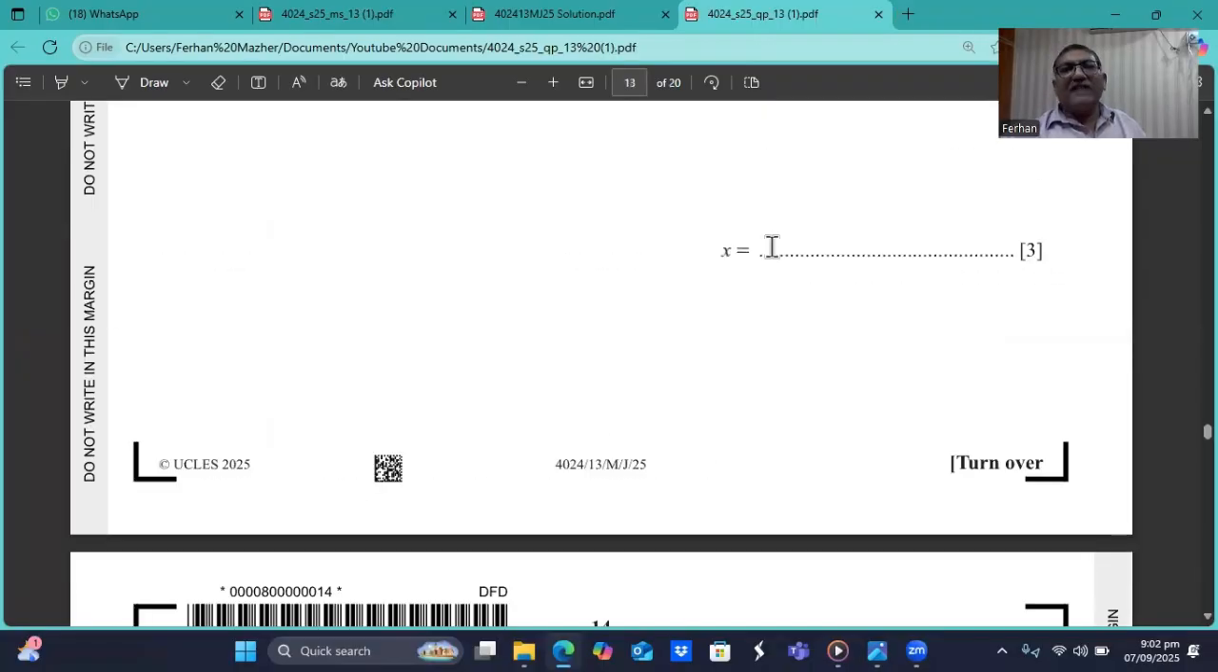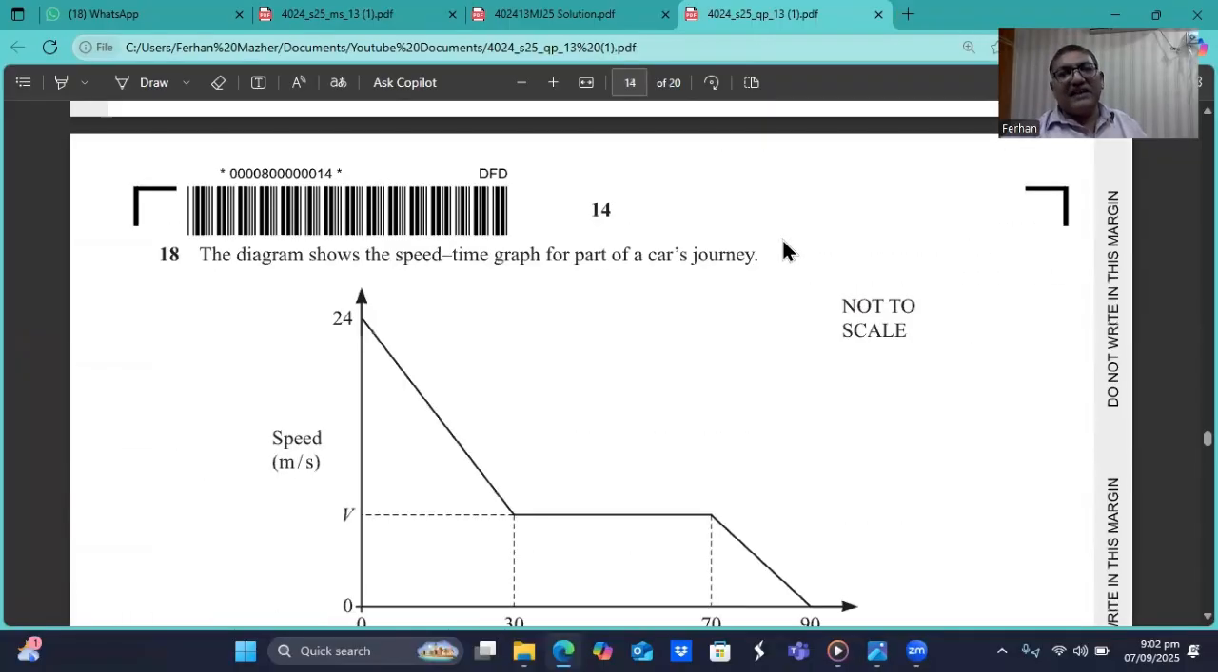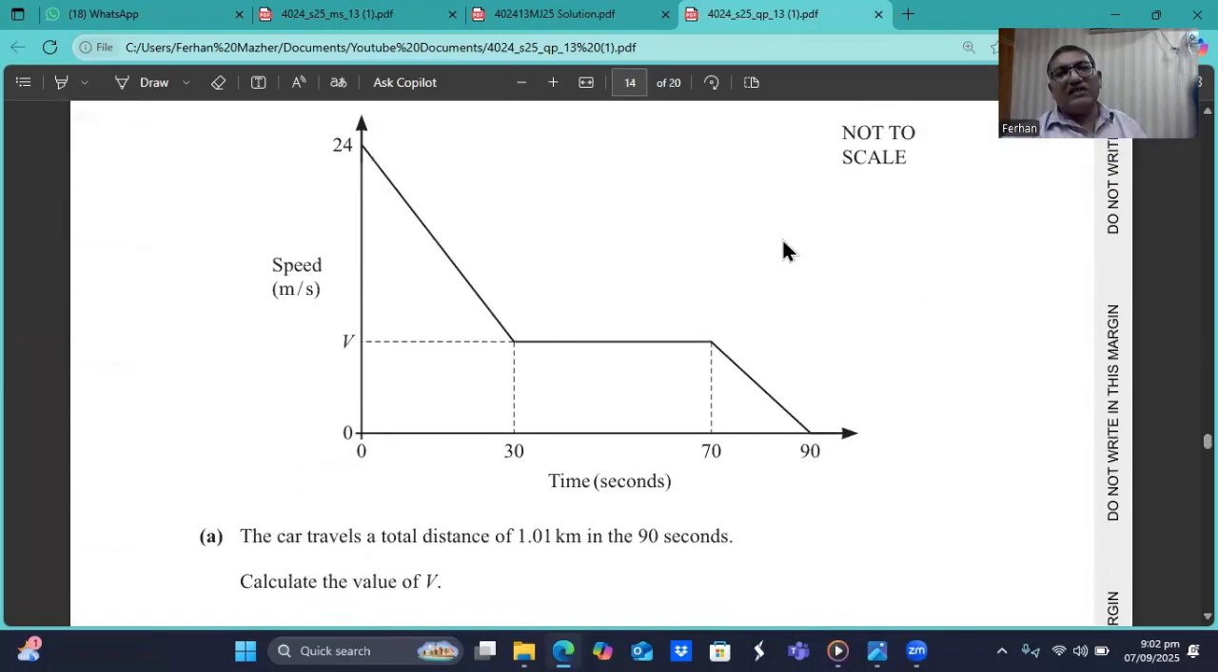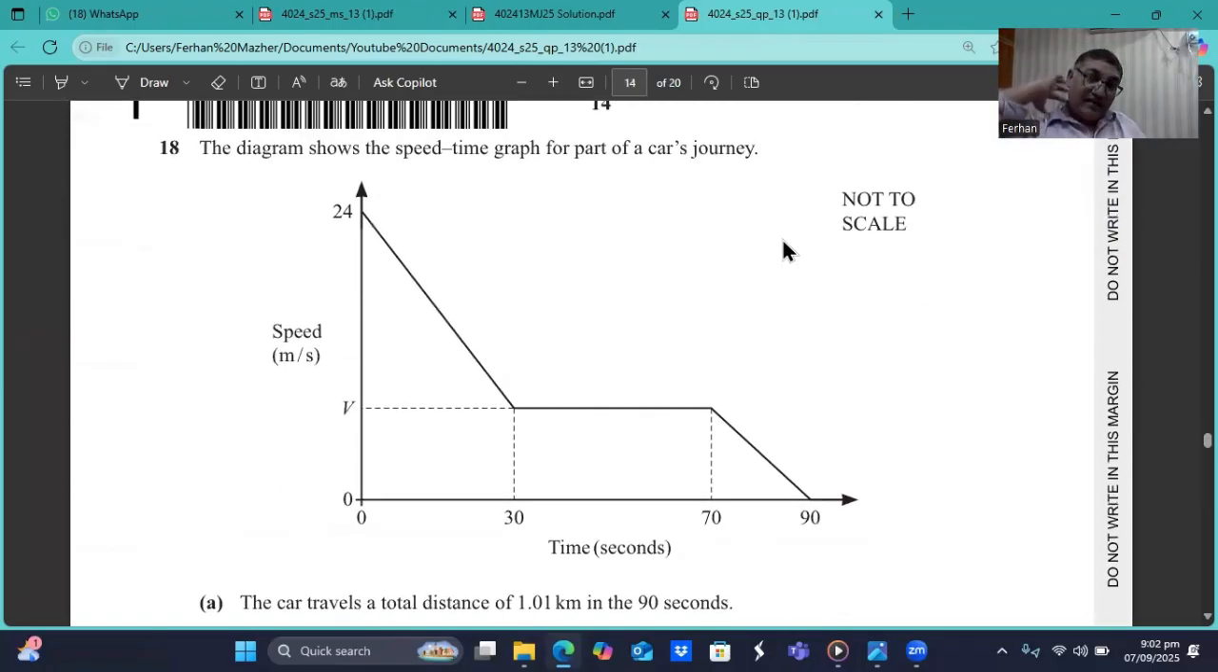We are done with question number 17. That is a 3 marks question. Now we are going to the next question, question number 18. A speed time graph is given in question number 18.